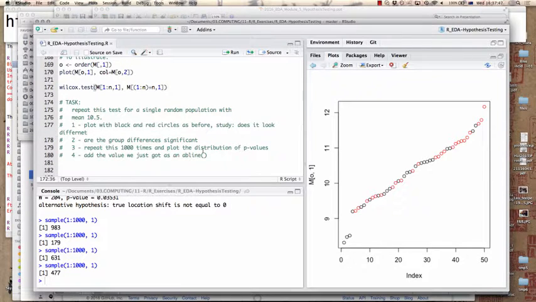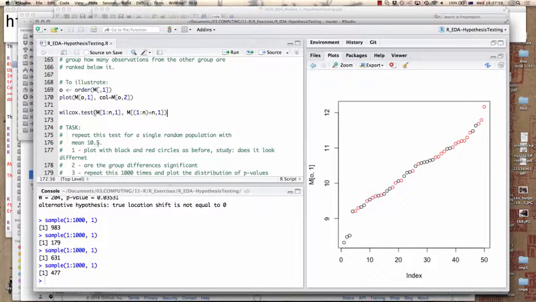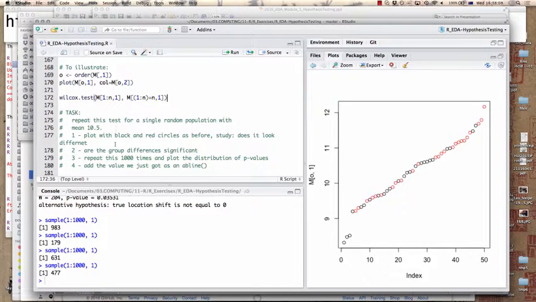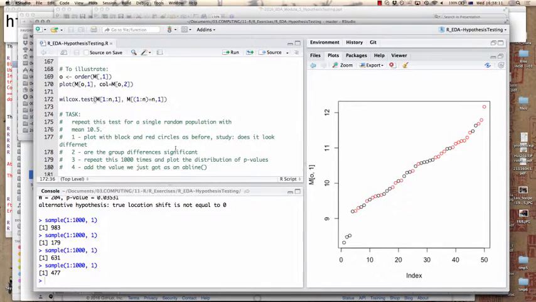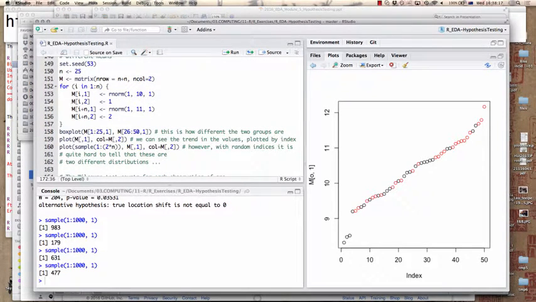Now, as a second task, I would like you to repeat this test for a single random population with 50 elements and a mean of 10.5. Instead of a mean of 10 and 11, we now use a single population with a mean of 10.5. And at first, we plot the black and red circles as before. So here you change the parameters of your normal distribution. We do the same thing in this loop here. But instead of 10, we'll take 10.5. And instead of 11, we'll take 10.5.